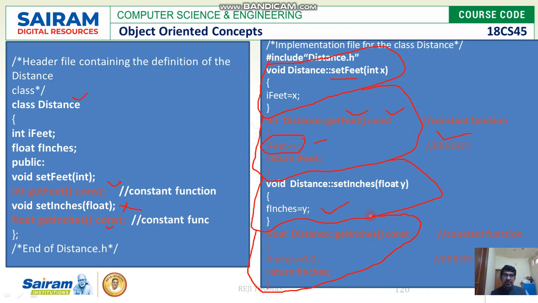Look at the distance. Again, we have a function called getInches, the last one. What it says, getInches is also a constant function. What does it mean? Any attempt to change the values of data members is going to throw an error. So what happened? F inches has got some values, and whatever may be the values, you are going to reassign some other values to that, which will throw an error, right?